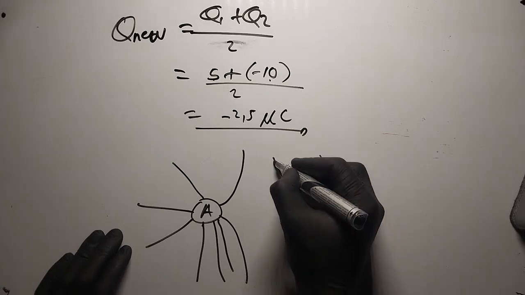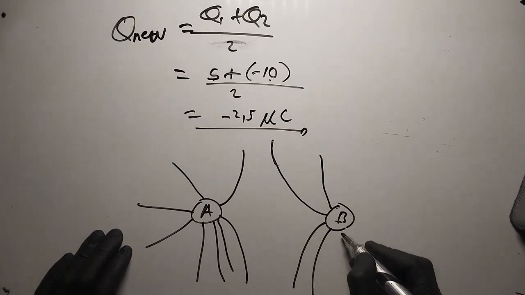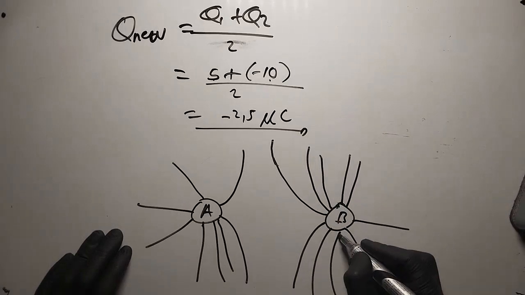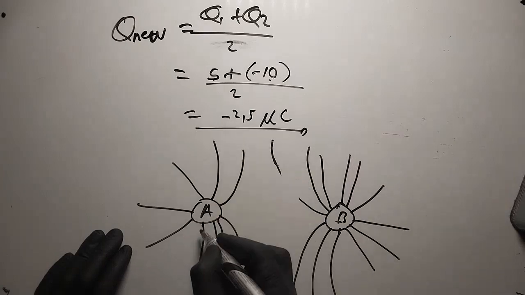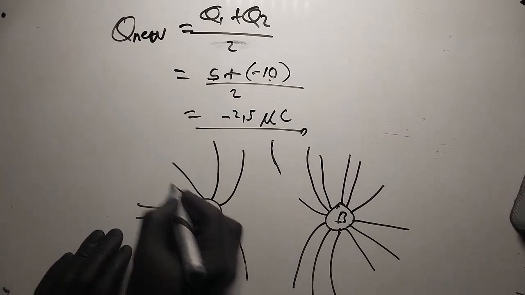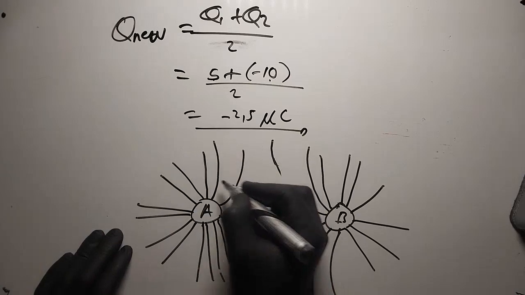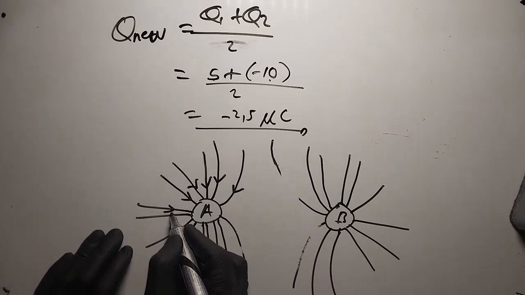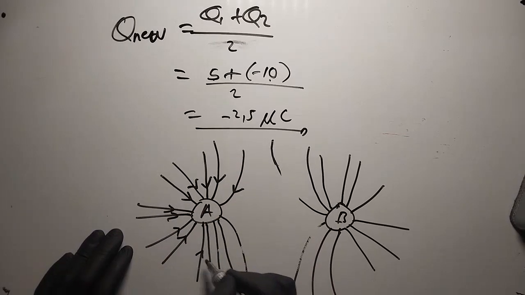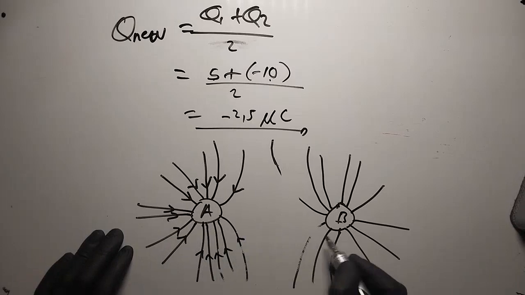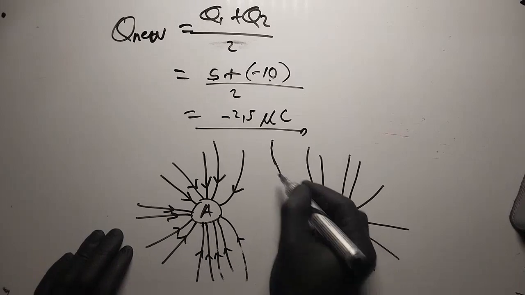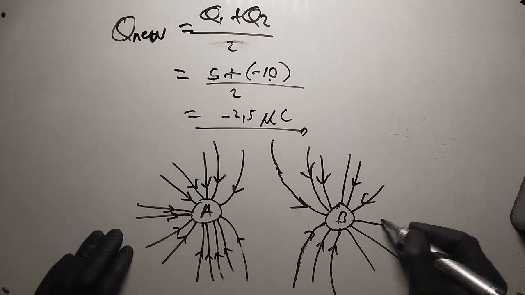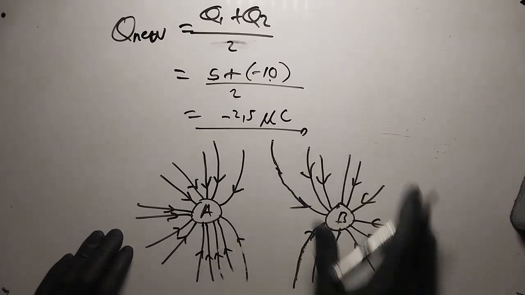But the lines will never touch. Make sure they don't cross, as long as they are pointing away from each other. I'm going to put the arrows. Since they are both negative, you're going to point the arrows toward the spheres. If you draw something like this, you are in the right direction. So they will be pointing toward the spheres. I hope you can see.